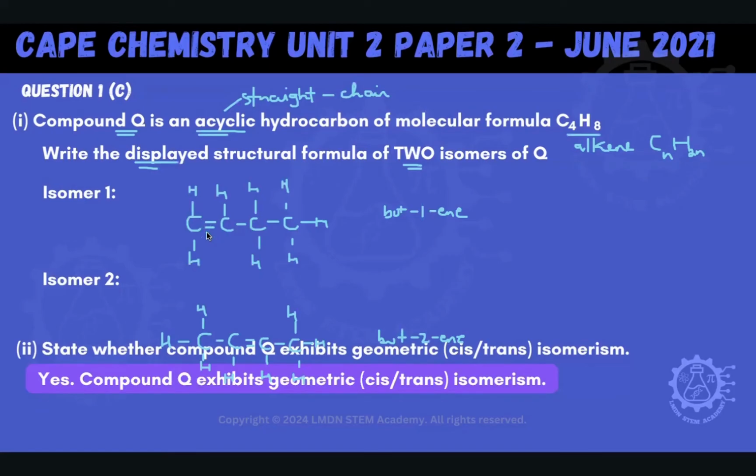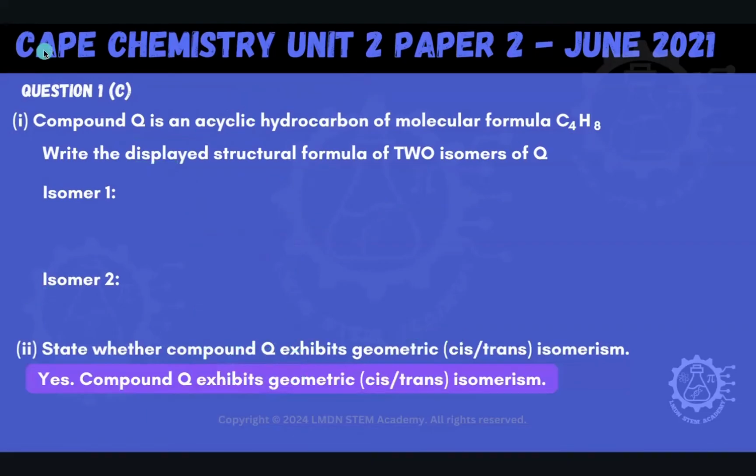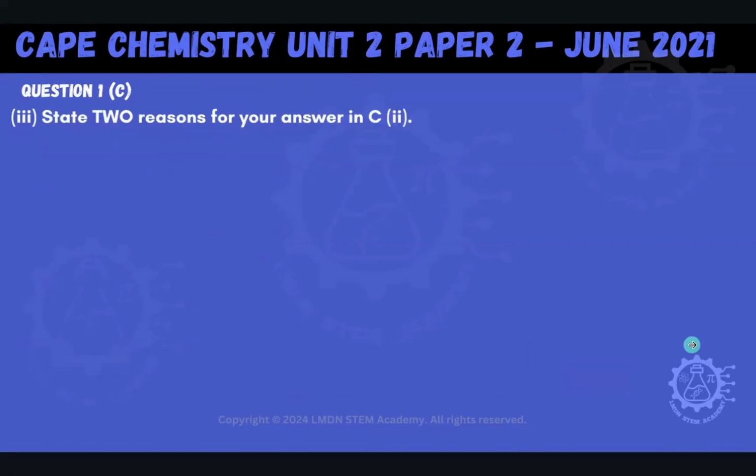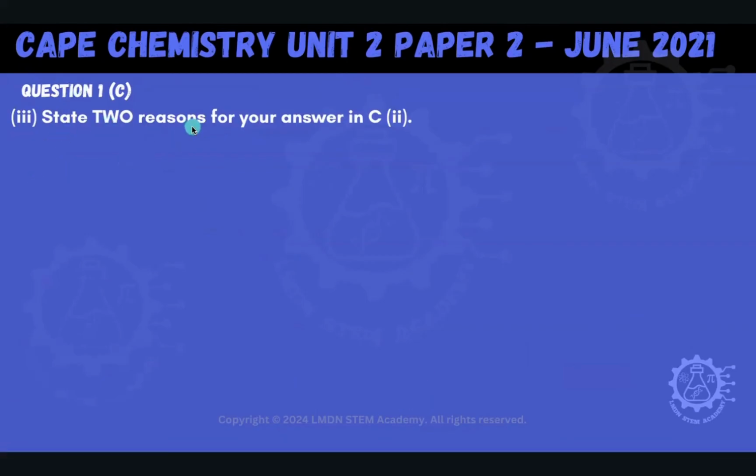We're going to get what we call geometric isomers, okay? So keep that in mind. Whenever you have a double bond, there exists the possibility that you could have geometric or cis-trans isomerism in that compound. Okay, so that's how we arrived at that yes being our answer there. So let us explain a little bit further now in the other part of this question. So this part C is asking us to state 2 reasons why we said it would have geometric isomerism.